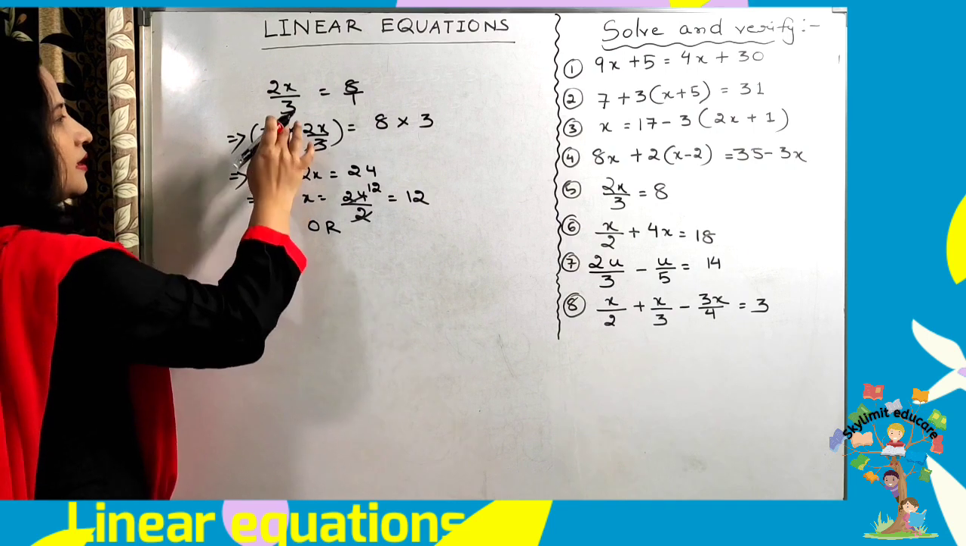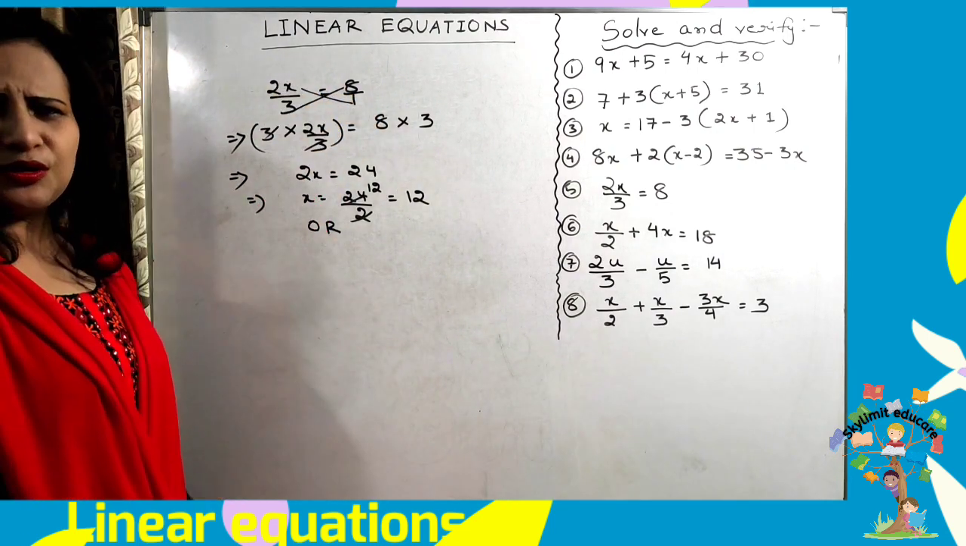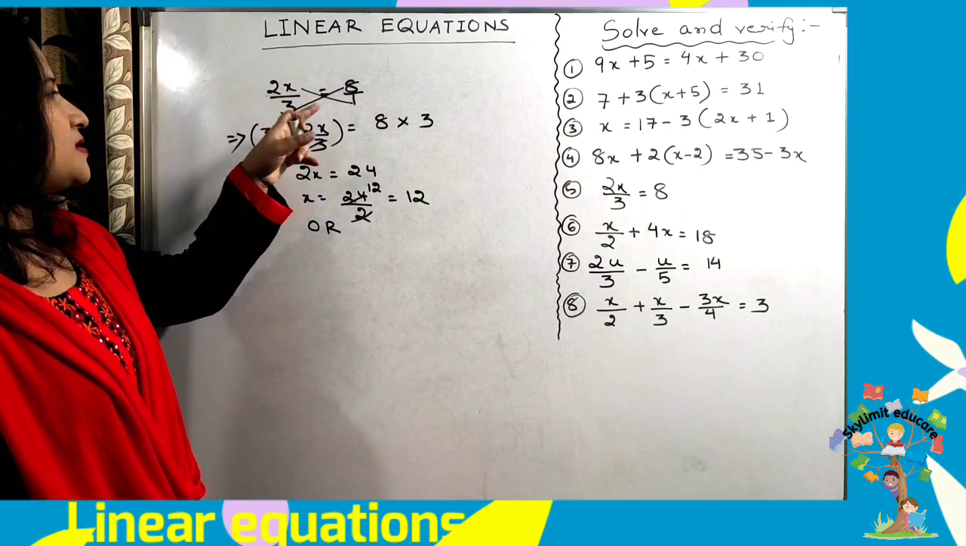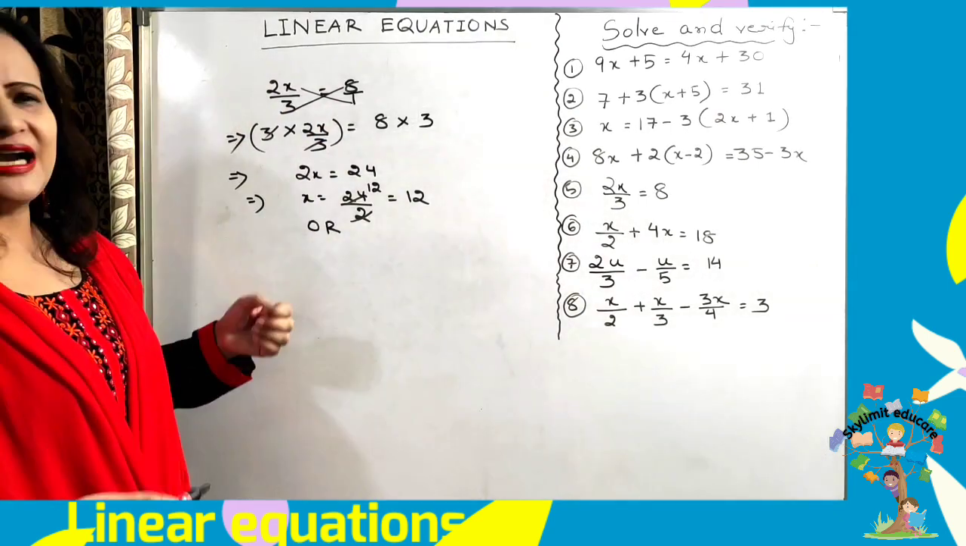Yes? Or directly also you can do. Directly also what you can do here? Cross multiply. Yes or no? You can cross multiply also. So 2x is multiplied to 1. Directly 2x you will get, and 3 multiplied to it 24. So now that method also you can do.